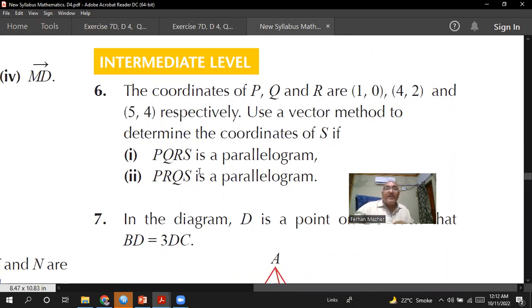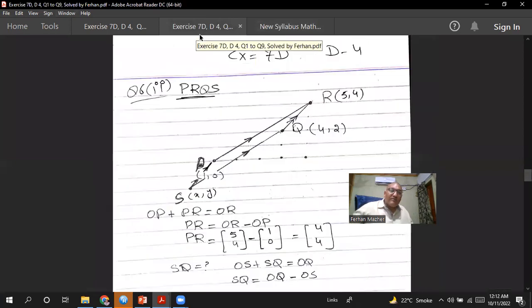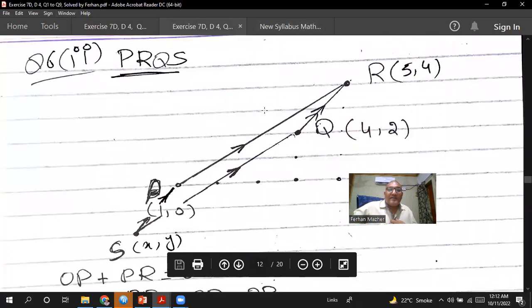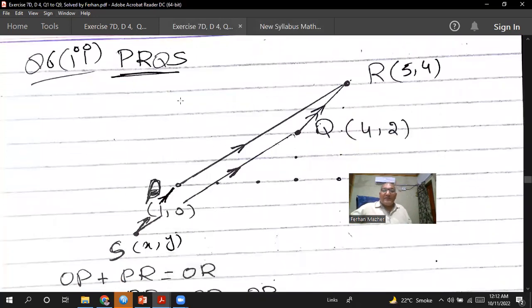is a parallelogram. He's saying PRQS. So if they are saying PRQS, you have to join P with R, R with Q, Q with S. So it's a different diagram, okay? Let me show you. Now you will join P with R, R with Q, Q with S, and S with P. This is how you will make this parallelogram. That is the same diagram which we have made in the previous part, but now the order of the name is different.